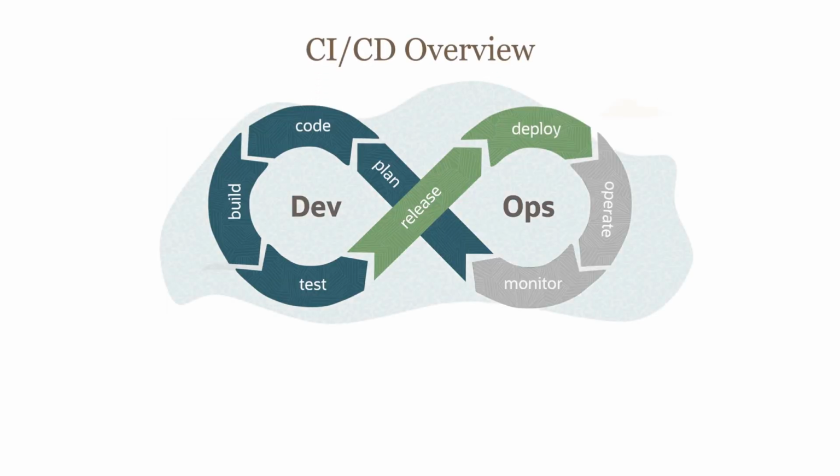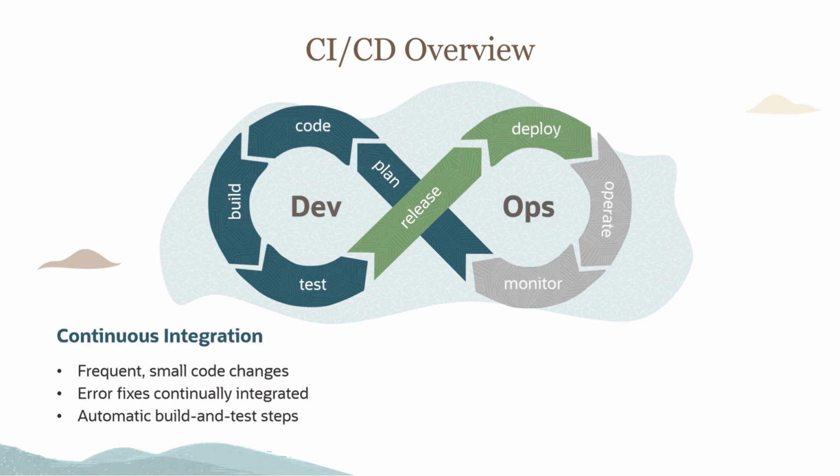A CI/CD pipeline, or continuous integration and continuous deployment, is the backbone of a modern DevOps environment. It bridges the gap between development and operations teams by automating the building, testing, and deployment of applications.